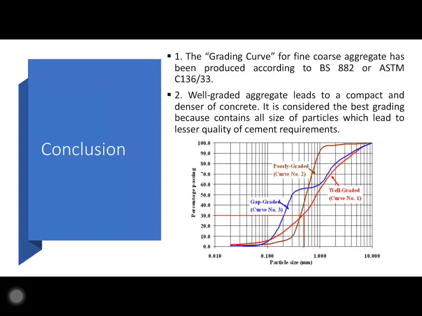And then the last part is the conclusion. So what is the conclusion? At the end of the testing, at the end of the experiment, you should be able to get the grading curve for the fine and coarse aggregate based on the BS and the ASTM. So definitely for the outcome, you need to determine the well graded.